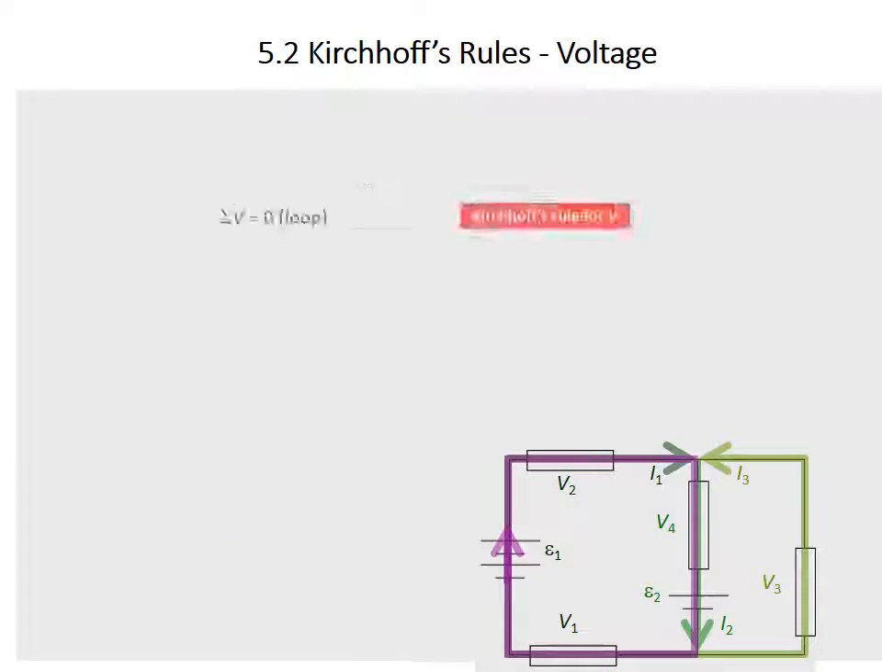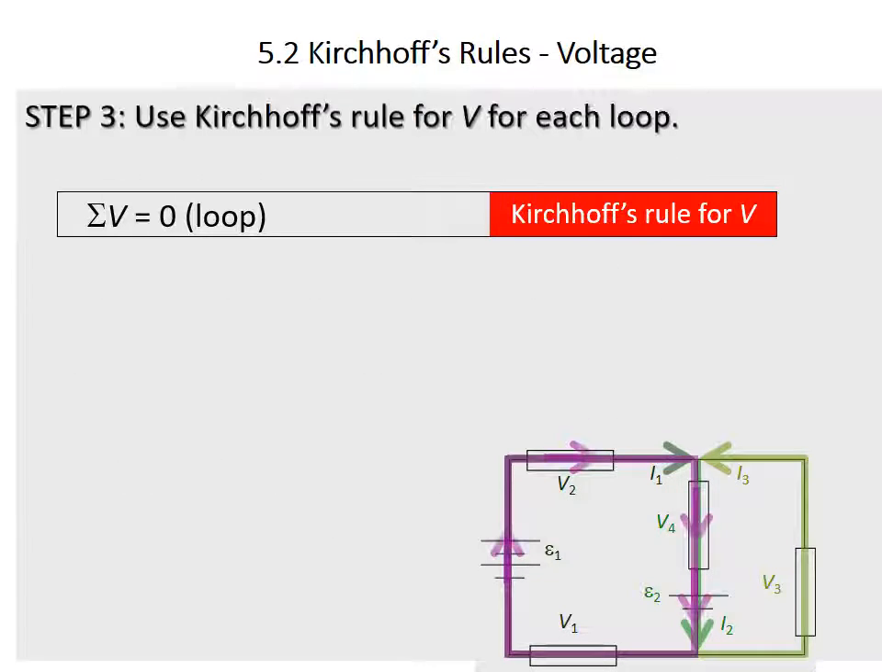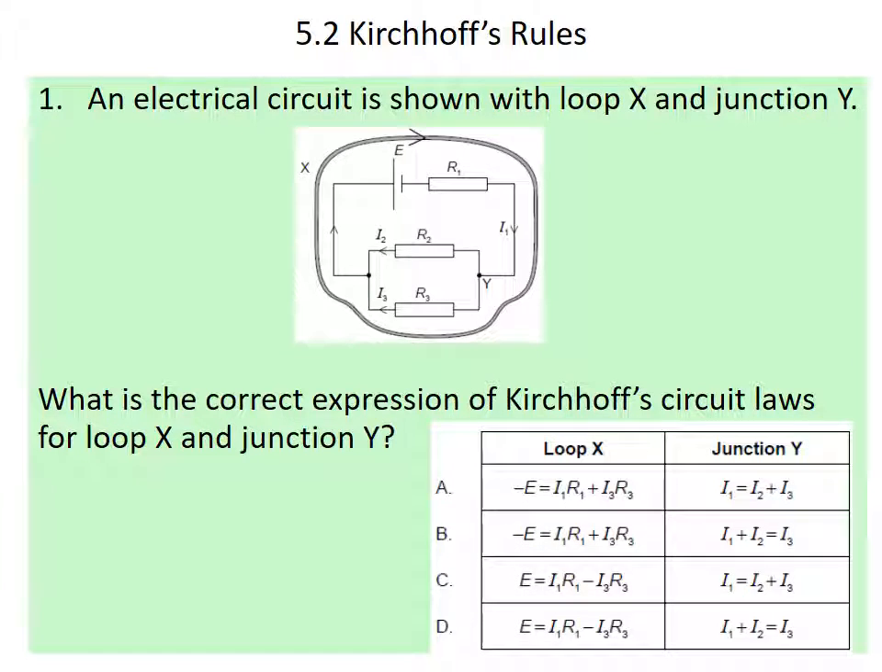So then step 3 is to add up all of the voltages in a loop and you set them equal to 0. Question 1. An electrical circuit is shown with loop X and junction Y. What is the correct expression of Kirchhoff's circuit laws for loop X and junction Y? So the loop includes any component that lies around or touches or faces the loop. So the loop is going around like this, and so I can easily see that the cell labeled E, R1, and R3 are part of the loop.